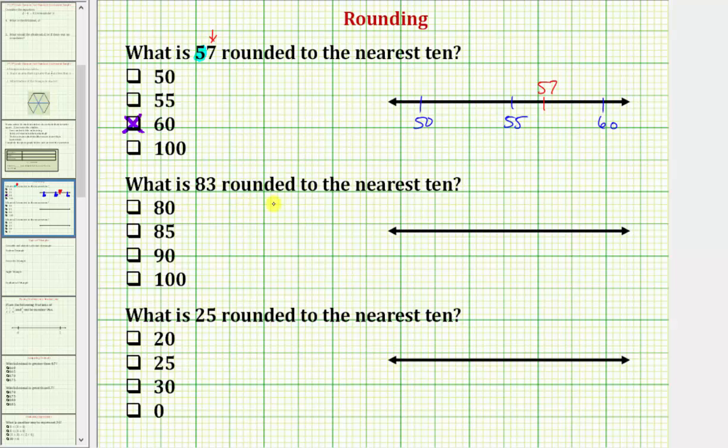Next, what is 83 rounded to the nearest tens? So graphically, we want to recognize that 83 is between 80 and 90 to the nearest tens. So if this is 80 and this is 90, 85 would be here in the middle, and 83 would be to the left of 85, let's say here. So because 83 is closer to 80 than it is to 90, to the nearest tens, 83 rounds down to 80.